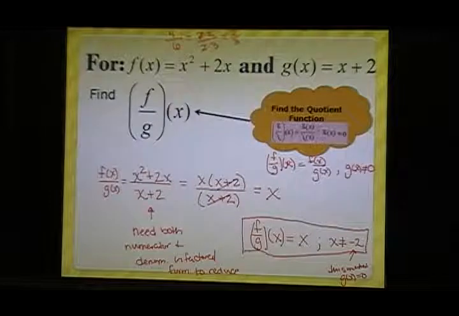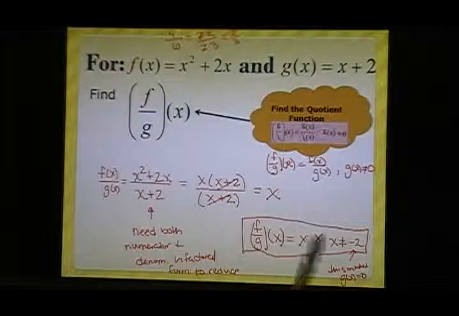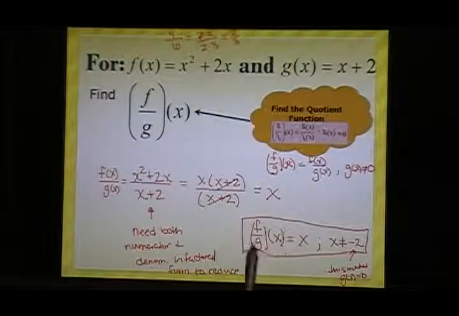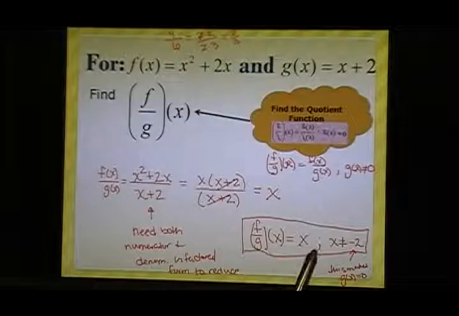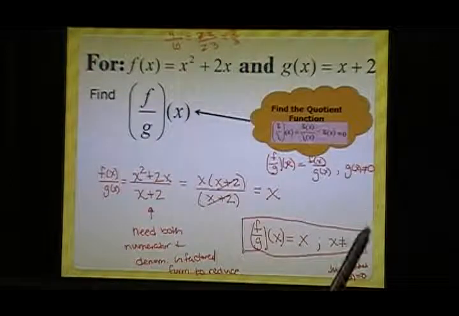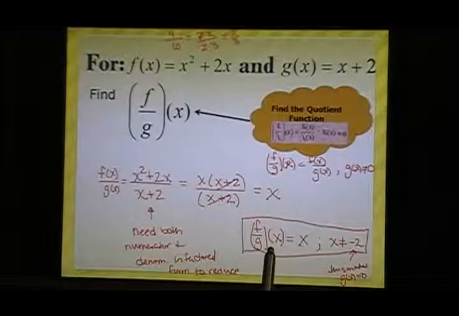If I were to ask you to evaluate f over g of negative 2, you would have to tell me that that's undefined. This function cannot be used to evaluate f over g of negative 2. If you plug that in and you say, oh, it's negative 2, it's false. If x is negative 2, this quotient function is undefined. For all other values of x, you can evaluate using this quotient function.